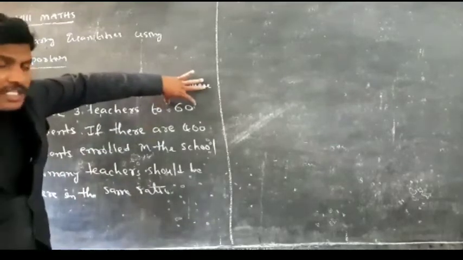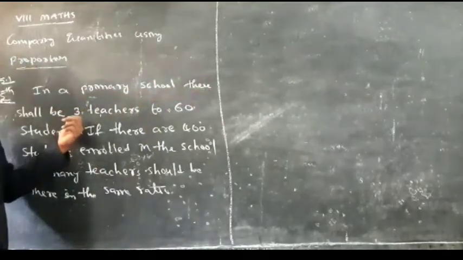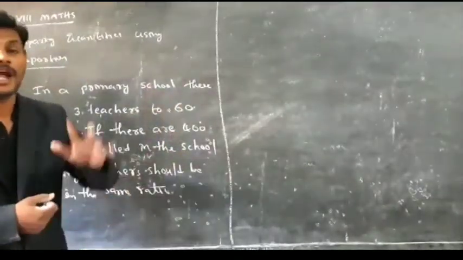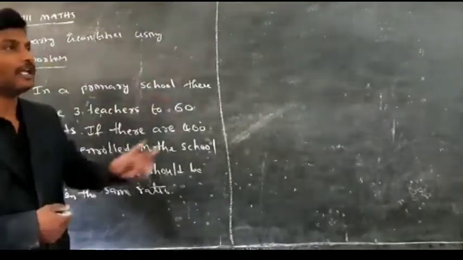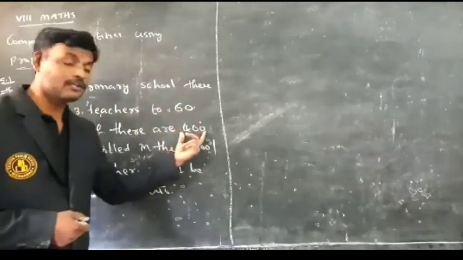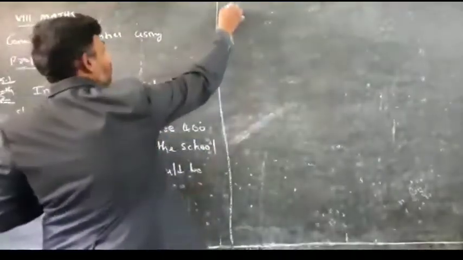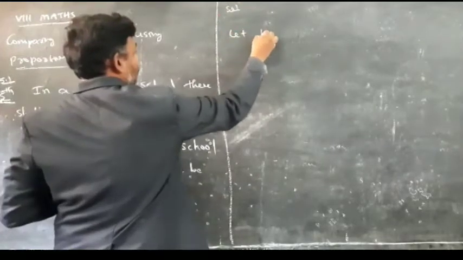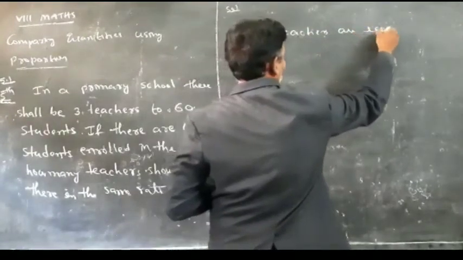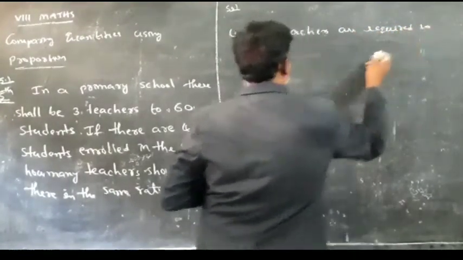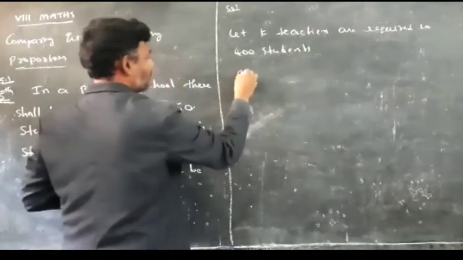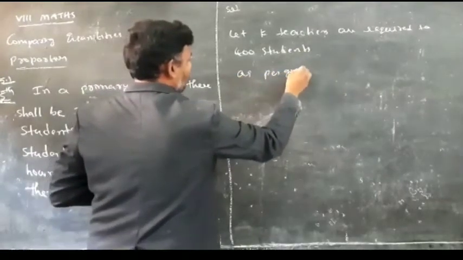Here, for 60 students there are 3 teachers. So, how many teachers are required for 400 students? And the ratio will be equal. Solution. Let K teachers be required for 400 students. As per the given, the ratios are equal.